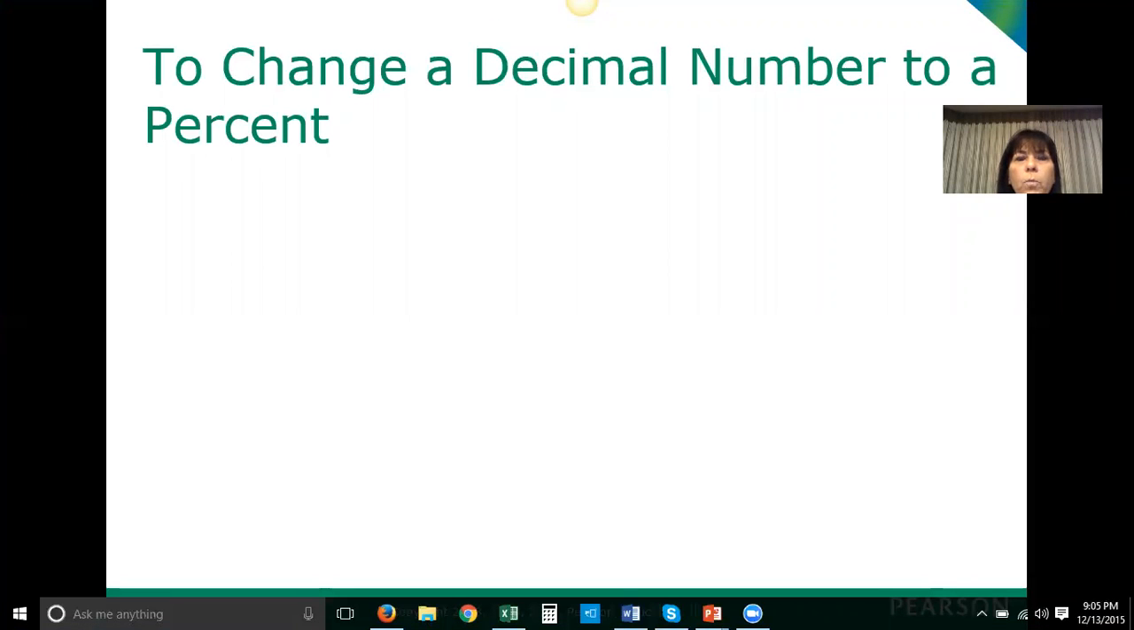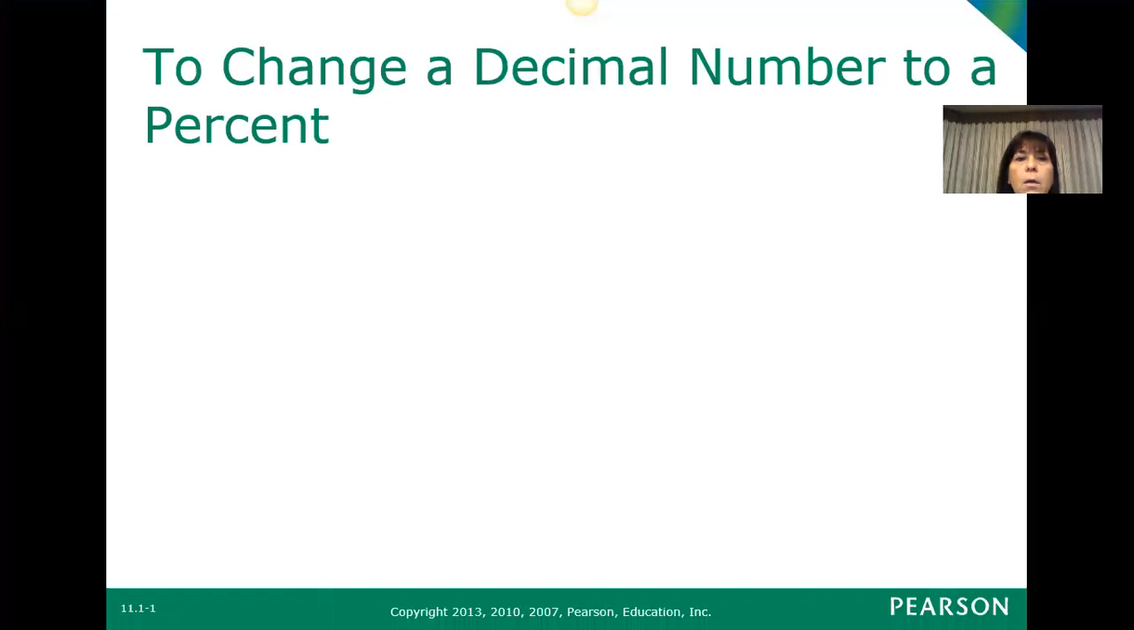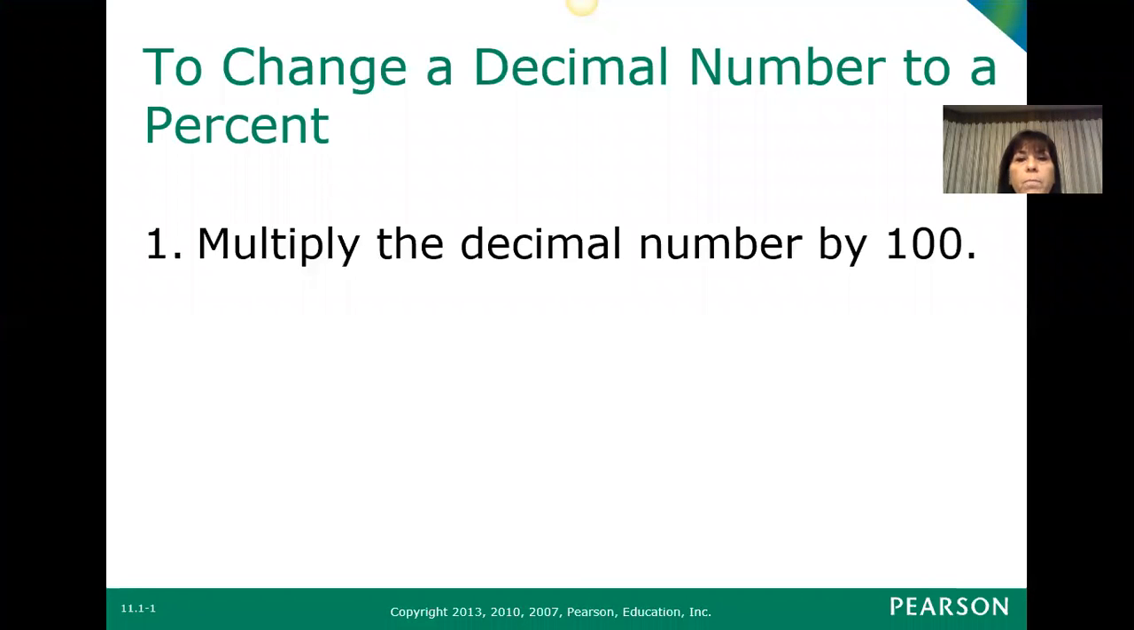Today's lesson will be pertaining to decimals and percents. The first thing we're going to learn is how to change a decimal to a percent. This is fairly simple. All we have to do is multiply the decimal number by 100. In order to do that, you're actually moving the decimal point over 2 places to the right, and then you add on the percent sign.